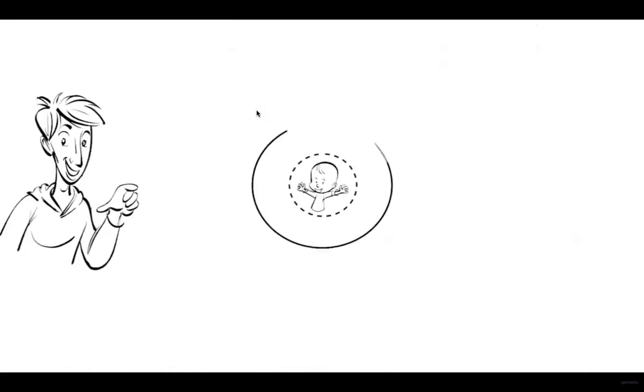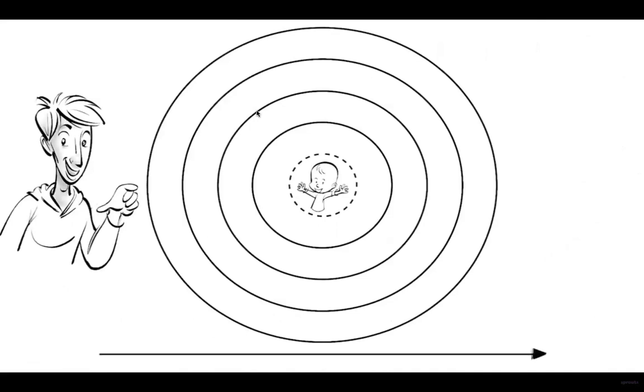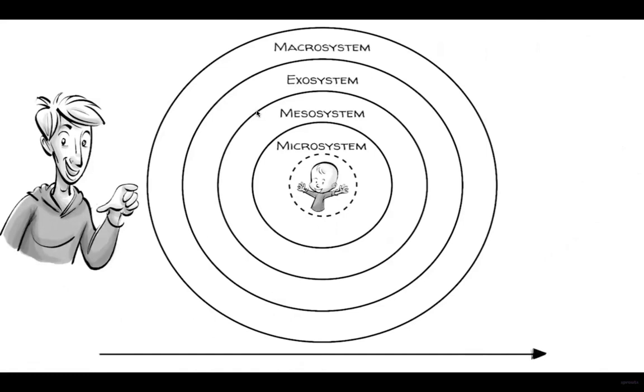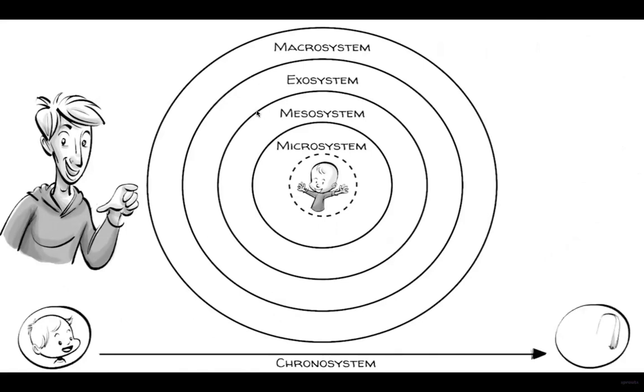Now it's your turn. Make 5 circles, draw yourself in the center, and add a timeline at the bottom. Then put all the people, institutions, and forces that affect you through the 5 different systems. On the timeline below, you can add some major events from the past and those you expect in the future. Can you tell how the 5 forces are shaping your life?